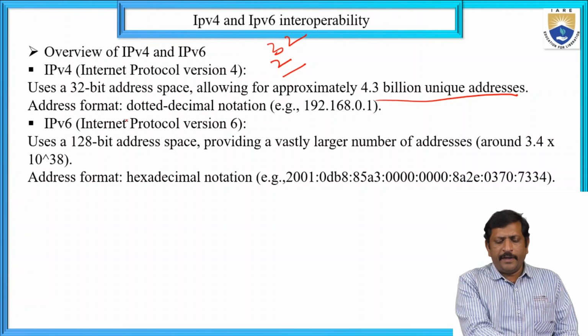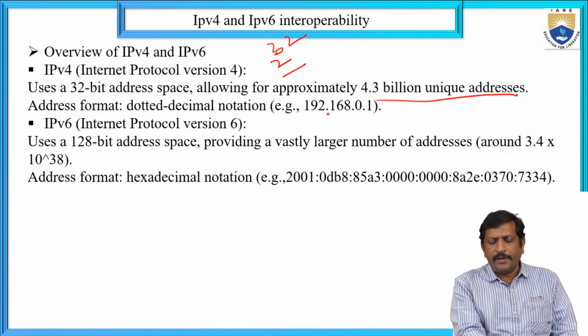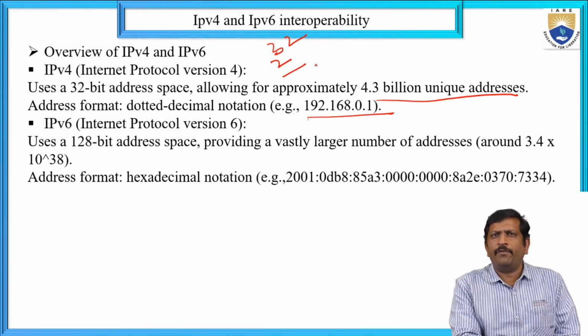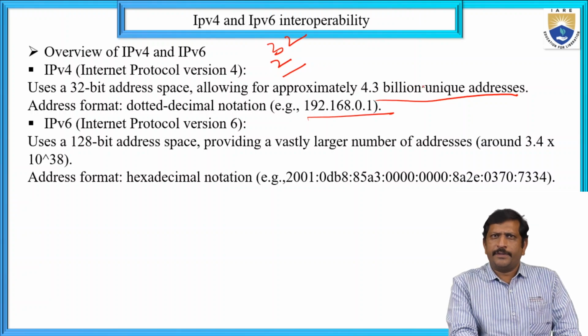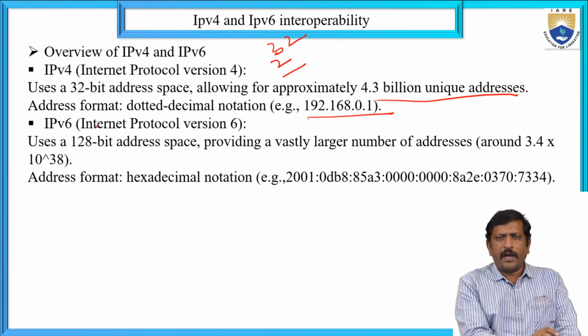If you see the address format, it is dotted decimal notation, for example 192.168.0.1. So this is an example of an IPv4 address.